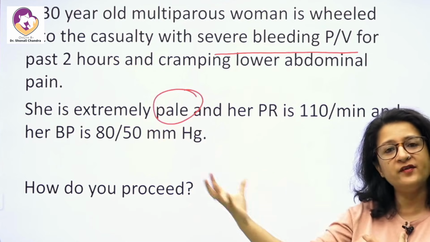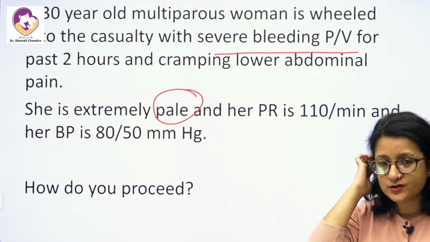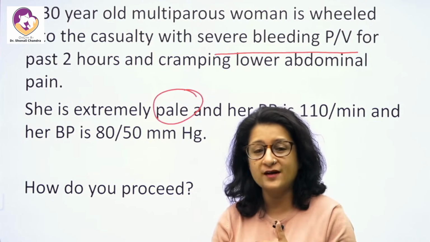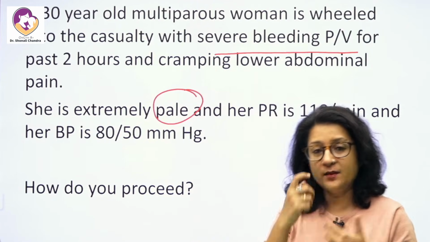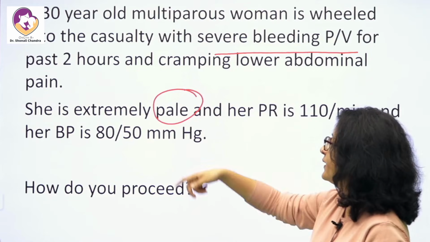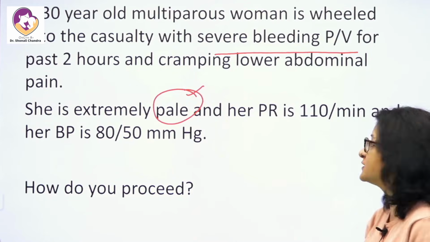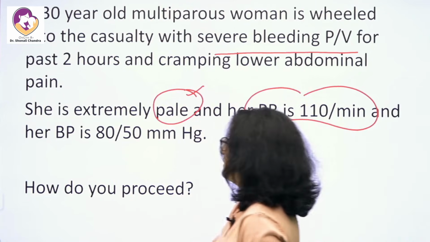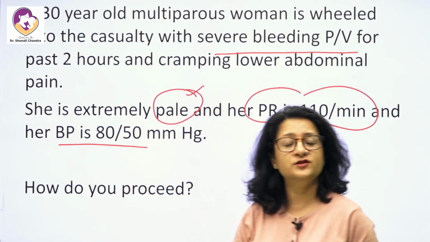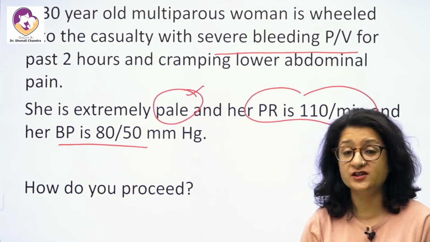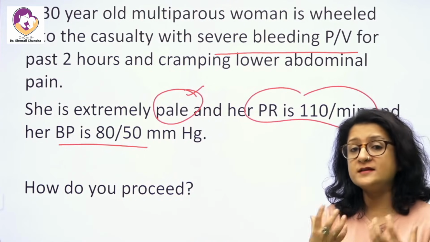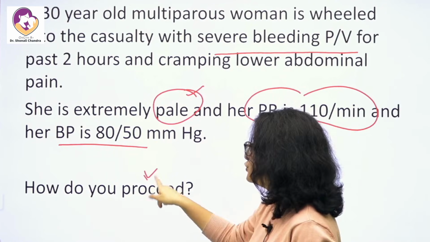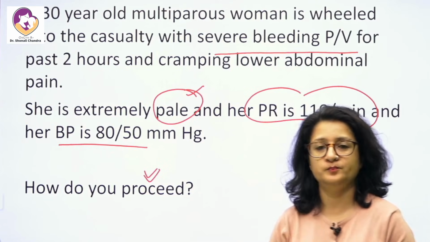Now, when a woman gets wheeled into the casualty in the emergency department, action needs to be very quick. So you have to have a quick evaluation. Somebody who's bleeding needs to be evaluated, how significantly pale she is looking. The pulse rate is 110 per minute. The BP is 80 by 50 mmHg, so she has tachycardia, she has low BP, means she has lost a significant amount of blood, she's going into shock. How do you proceed now?